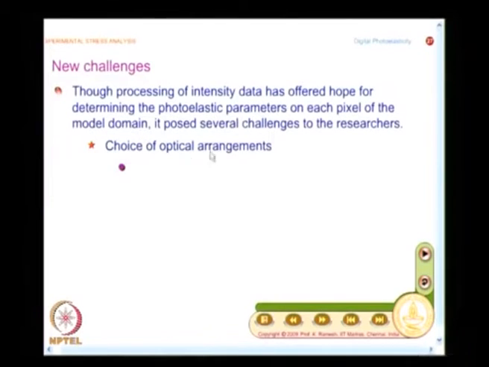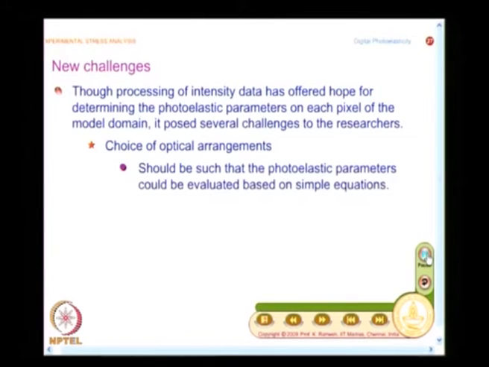And what are all the challenges? The first question is, what is the choice of optical arrangements? Because you have only bright and dark field. So, that is one aspect.